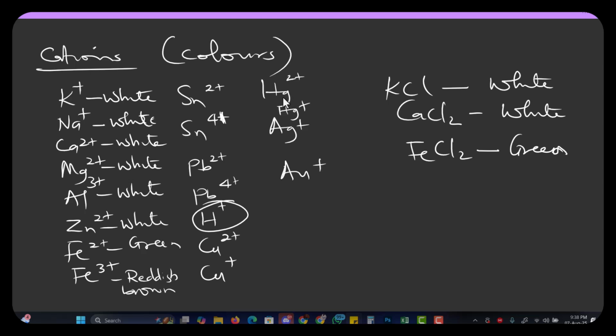So the next thing I'm going to talk about before I leave this topic is how to identify the ions that we're going to have. Apart from the anions, apart from the radicals which I have mentioned, you are supposed to know how to get each of these ions.